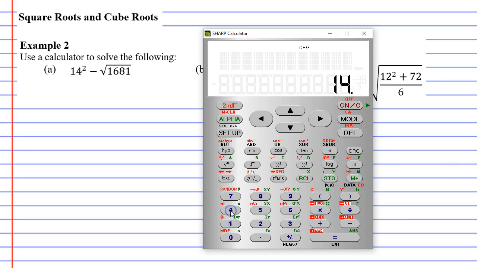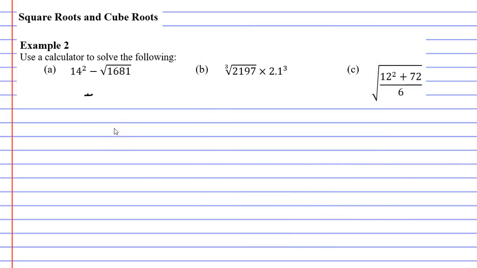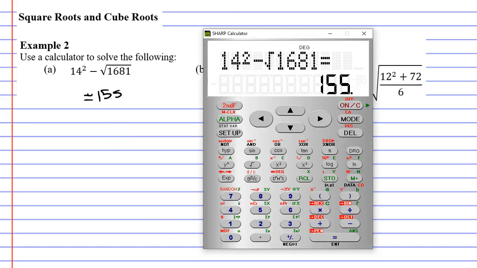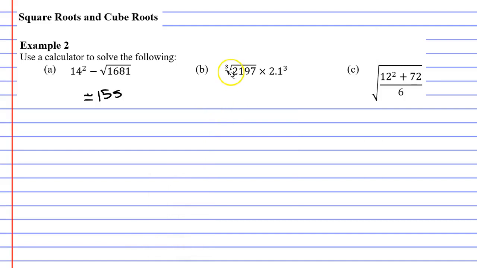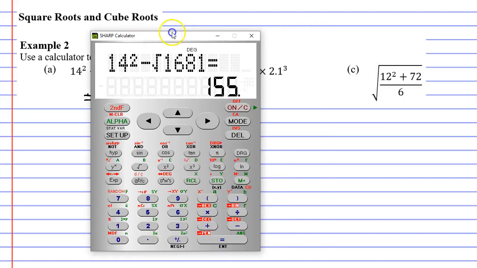I'm going to write 14 in here, and you'll notice quite often a calculator will have an x squared button, so we can just use that. Then we're going to subtract the square root, so we've got a square root button here, of 1681. That gives us 155. So that was nice and easy to do. The calculator did all the work for us, 155. Okay.